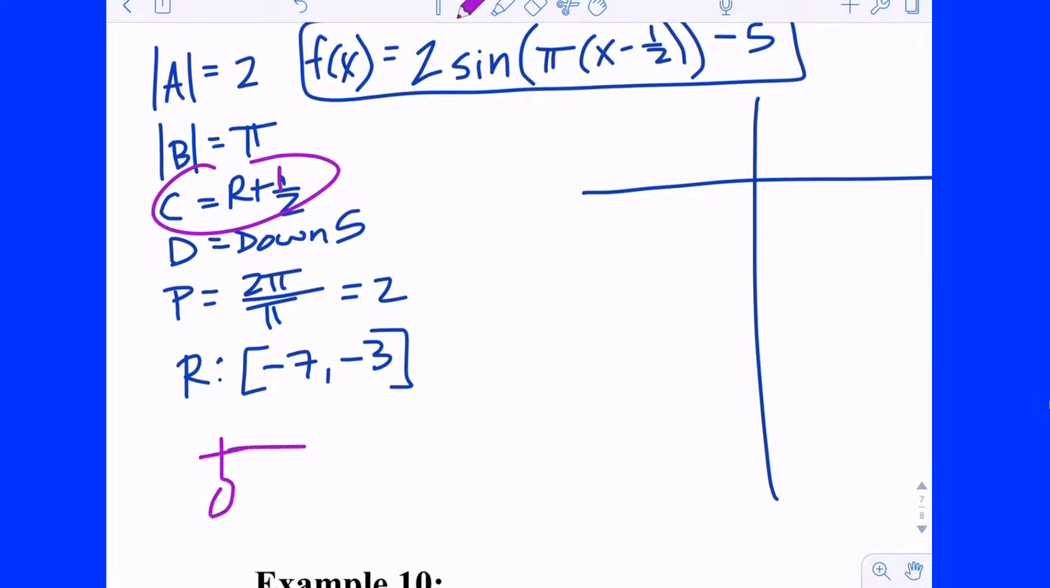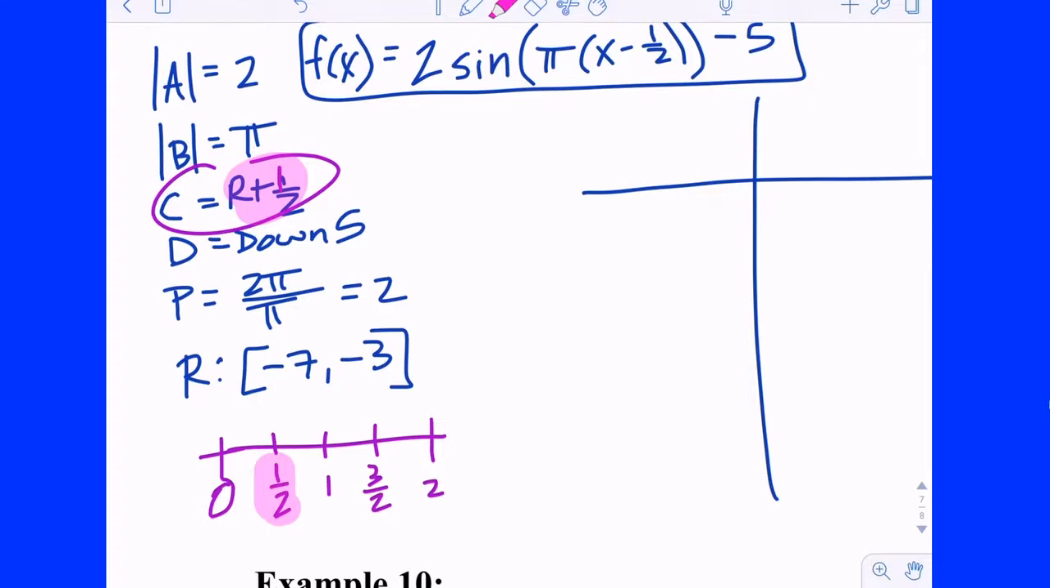Here's 0, and we go the length of a cycle, which is 2. Half of 2? 1. Half of 1? A half. Guess what the most important interval on this graph is? 1/2. Everything is going to be 1/2 unit away, pre and post shift. So that's going to be 3/2. Now look at it again.